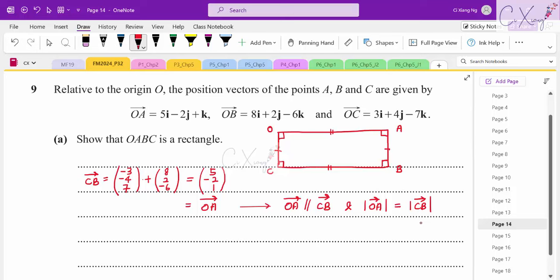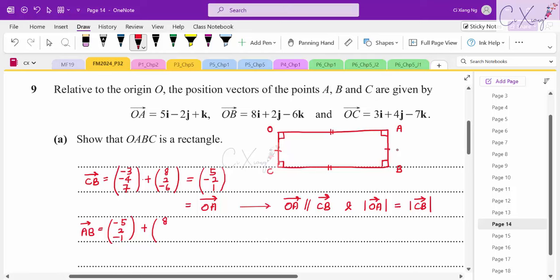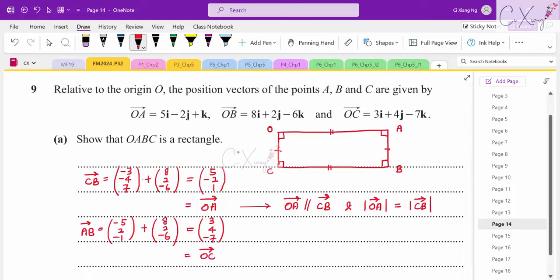Okay, so that's the first one. Now I want to prove the other side. Just now I used OA, so now I want to compare OC with AB. I try to find AB now. To find AB, I'm having AO plus OB. AO is -5, 2, and -1, plus OB, which is 8, 2, -6. If I simplify this, I'm having 3, 4, and -7. Again, if you observe this, it equals OC. That means AB and OC are parallel to each other.